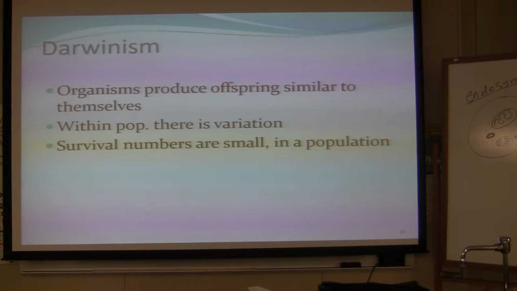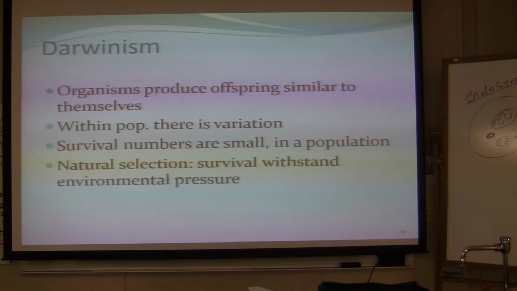So the number of the eggs, the survival numbers of the eggs in a population is small. Natural selection, survival will withstand environmental pressure. But what he proposed is that HIV comes, you already know about HIV, we talked about it a little bit. HIV will come and wipe out a lot of the population. A few of them survive. Those few that survive in a population, a few that survive HIV, most likely female and male, what do you think? Do you think their children will also survive HIV or not?